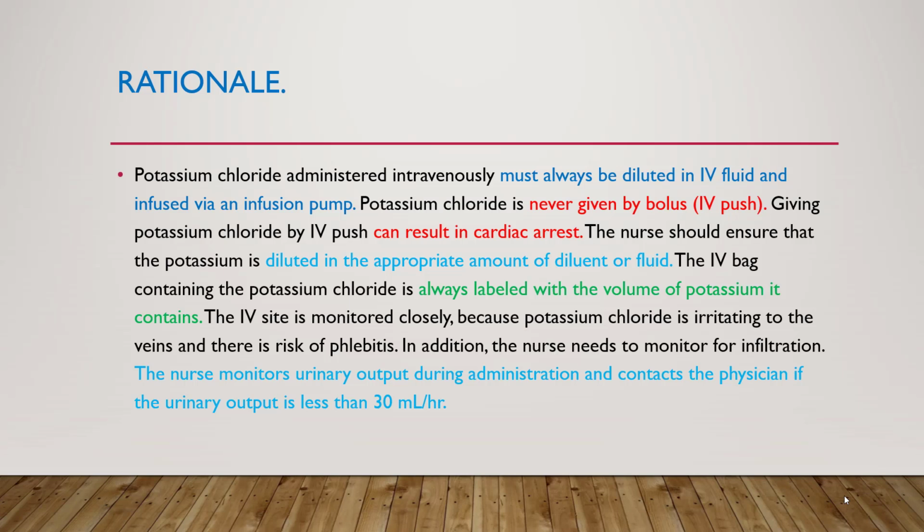The IV site is monitored closely because potassium chloride is irritating to the veins and there's risk of phlebitis. In addition, the nurse needs to monitor for infiltration. Finally, the nurse monitors urine output during administration and contacts the physician if the urinary output is less than 30 ml per hour.